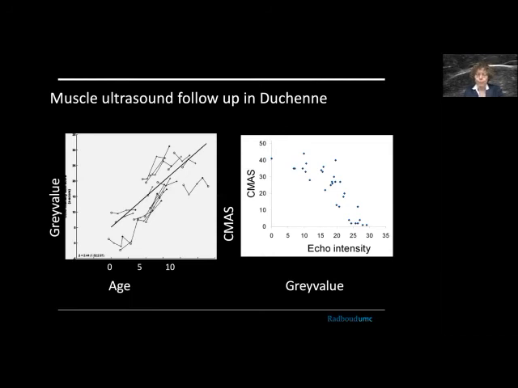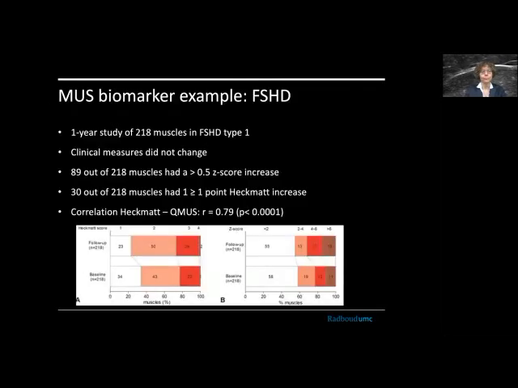So is it valuable? Well, yes, because there's a good correlation here. We see muscle ultrasound gray value in the left graph on the y-axis, and you see age, which is sort of equated with disease progression on the x-axis. And there's a very steep correlation between the two. And in reverse, if you look at the childhood myositis assessment scale, which is a functional measure for kids with neuromuscular disease, you see a very steep decrease of function with increasing echo intensities. So it's a good correlation with clinical relevant measures.